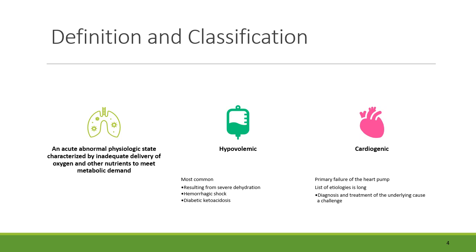Let's start with hypovolemic. Hypovolemic shock is a low volume shock state with intravascular volume loss as a cause. Examples of it include severe dehydration and hemorrhage, leading to hemorrhagic shock, and also resulting from diabetic ketoacidosis.